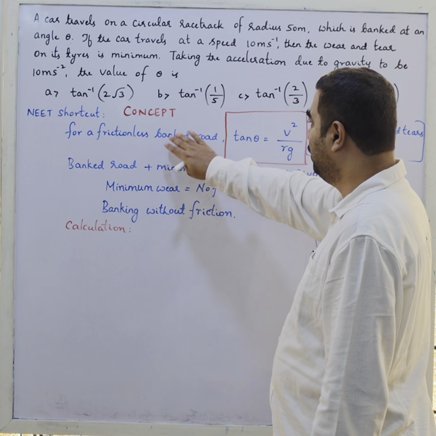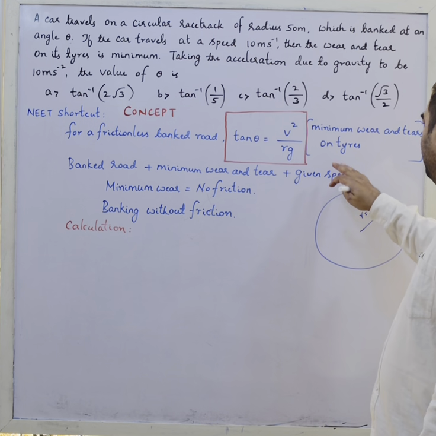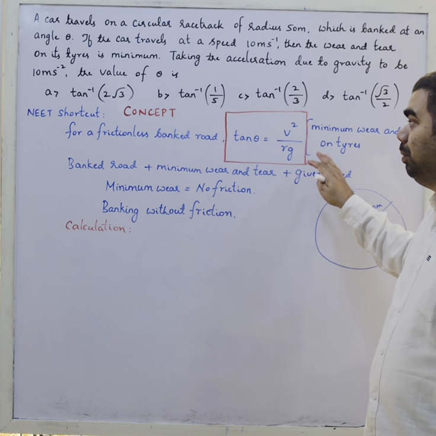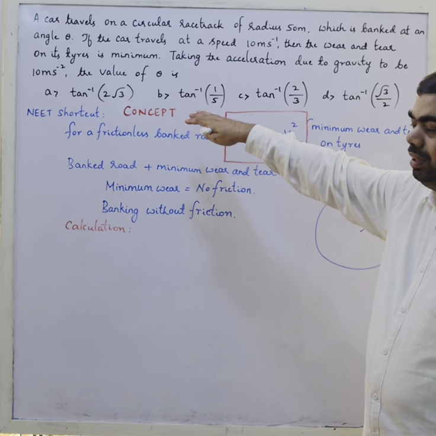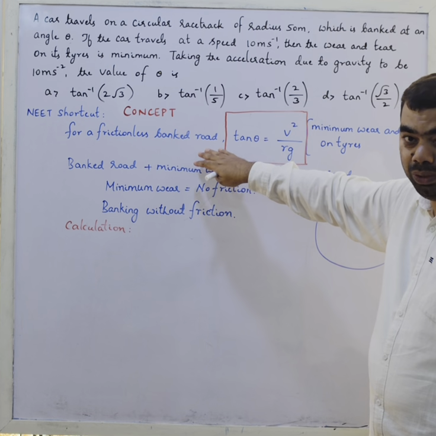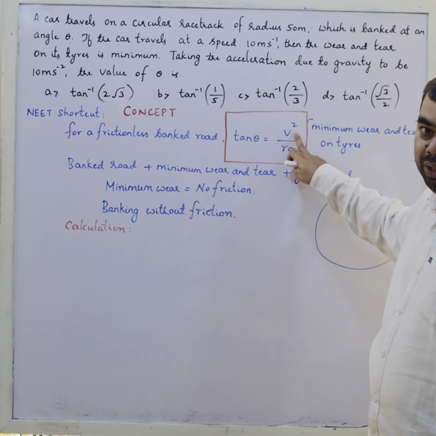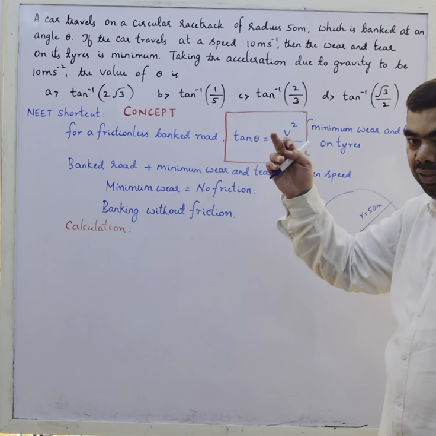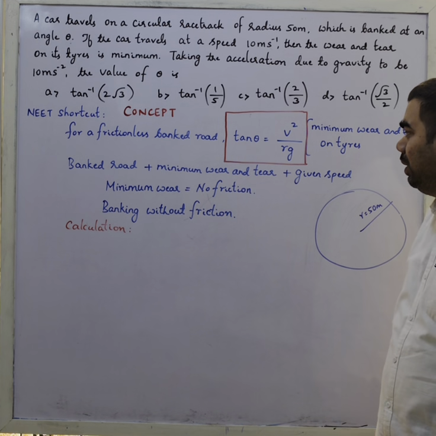See, the concept is for a frictionless banked road, we have this formula: tan theta is equal to v square by rg. We can also call it minimum wear and tear. So when you come across this concept of minimum wear and tear, it is a frictionless surface. Consider it as a frictionless banked road, and the formula is tan theta is equal to v square by rg, where v is the velocity of the car or a body, r is the radius of the circular path, and g is the acceleration due to gravity.